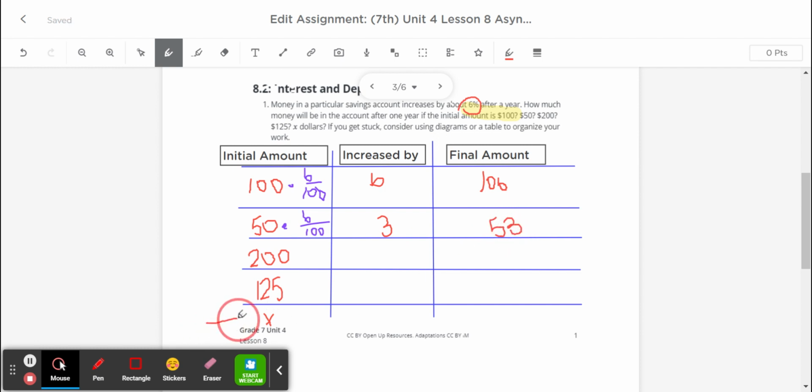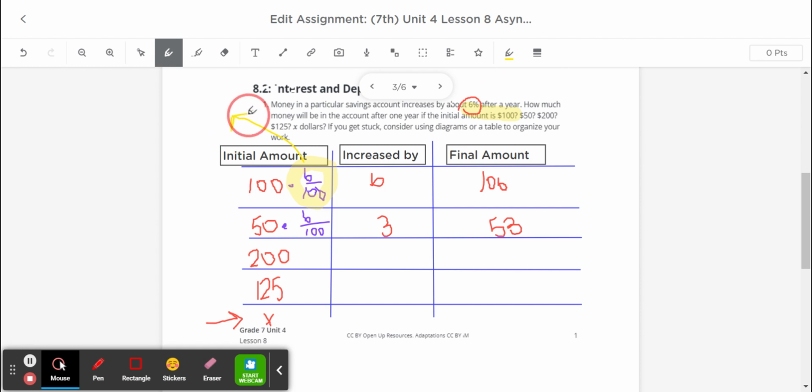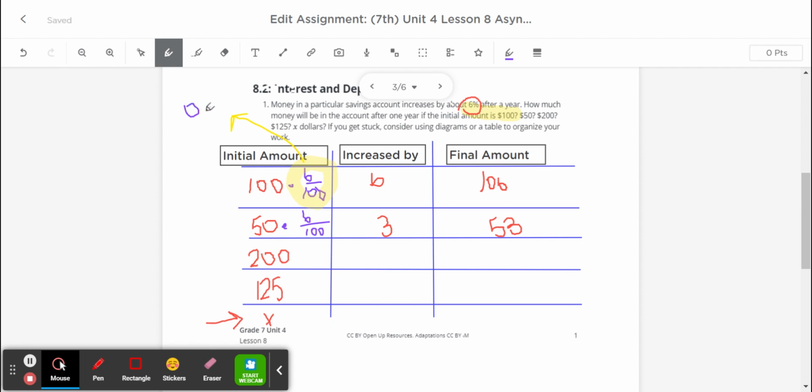Now, let's talk about x, which is any initial amount of money. To figure out how much I'm increasing x by, I am always multiplying x by 6 over 100. Now remember, 6 over 100 can also be written as a decimal. That decimal, 6 divided by 100, is equal to 0.06. And you could always check that in a calculator. But we're multiplying 0.06 times x to find out how much we are increasing our initial amount by.